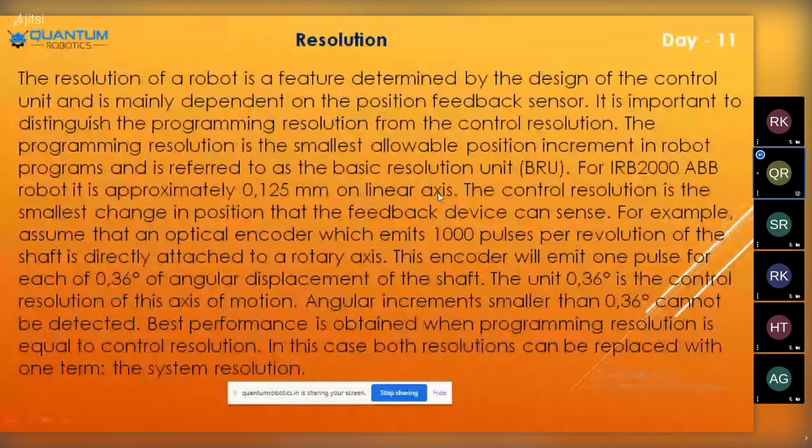The programmable resolution is the smallest allowable position increment in the robot program. It is the smallest thing because of the command modes we give for the program, like the P1 position, the P2 position, the P3 position, the move command, the return command, and the pick command. You can note all these commands down anywhere. P1 position, wait a second, I am going to write it.